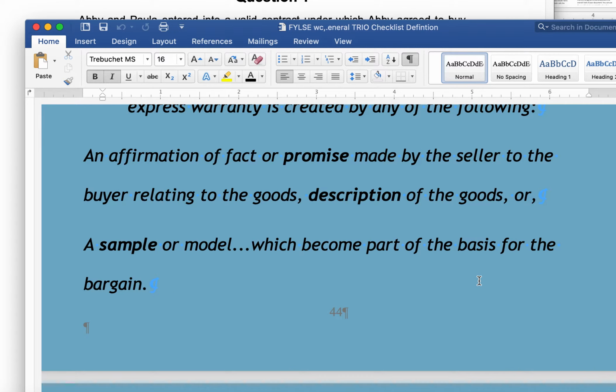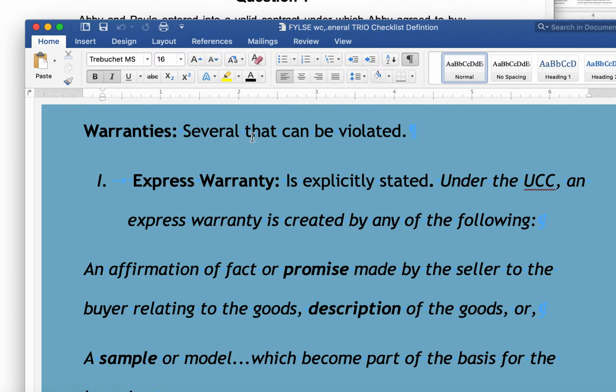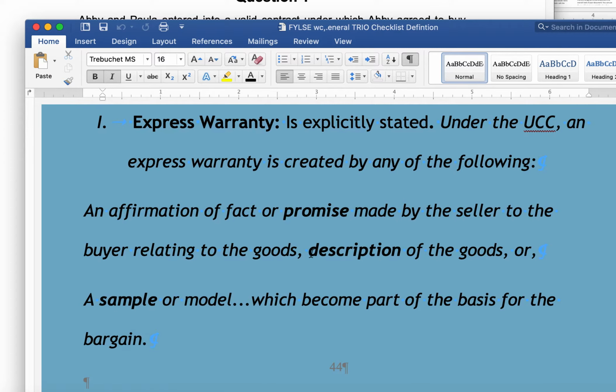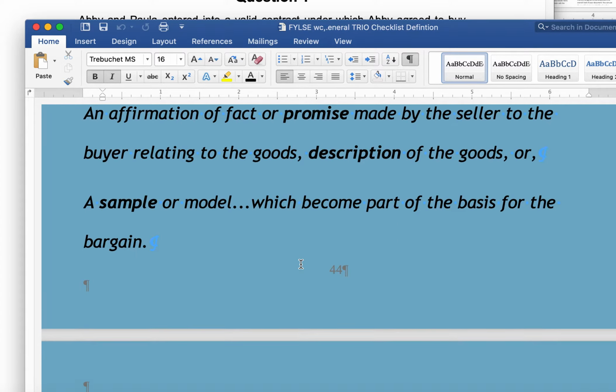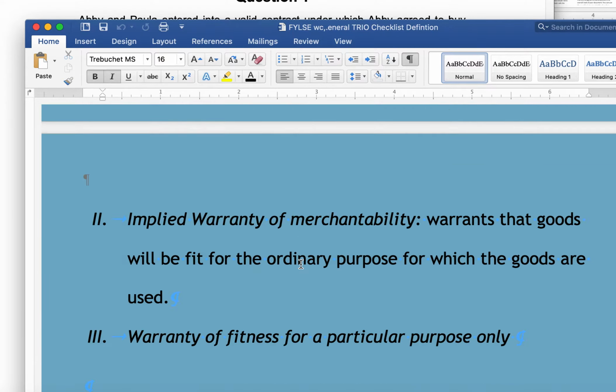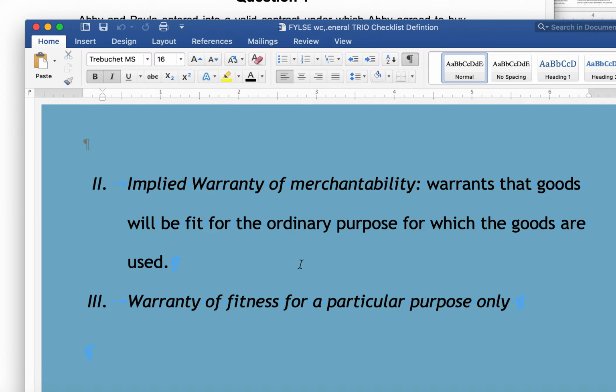Okay, so I started to fill this out down here. I put warranties, and then I put the several that could be violated. Express warranty is explicitly stated under UCC. An express warranty is created by any of the following: an affirmation of fact or promise made by the seller to the buyer relating to the goods, description of goods, or a sample model which became part of the basis for the bargain. Now, implied warranty of merchantability warrants that goods will be fit for ordinary purposes for which the goods are used. And then there's the warranty of fitness for a particular purpose only.